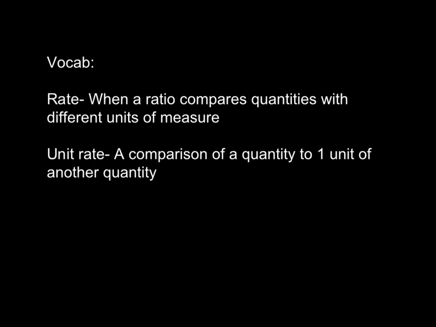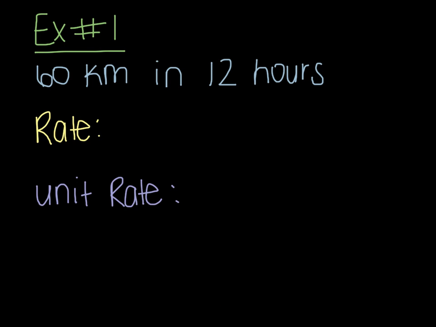We have two vocab words. A rate is when a ratio compares quantities with different units of measure. And a unit rate is a comparison of a quantity to one unit of another quantity. So we're going to practice writing these as rates and unit rates. Now a rate is going to look very similar to a ratio.